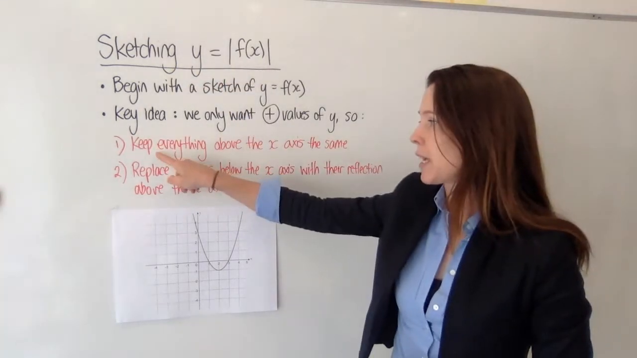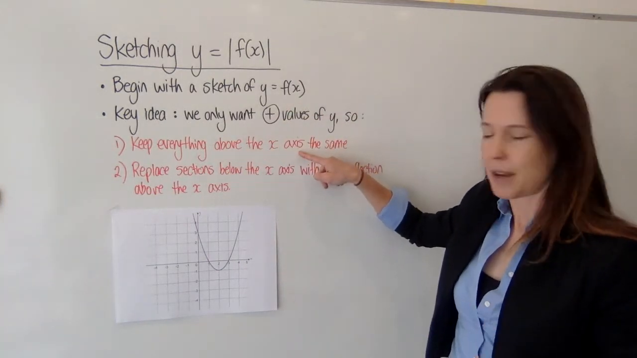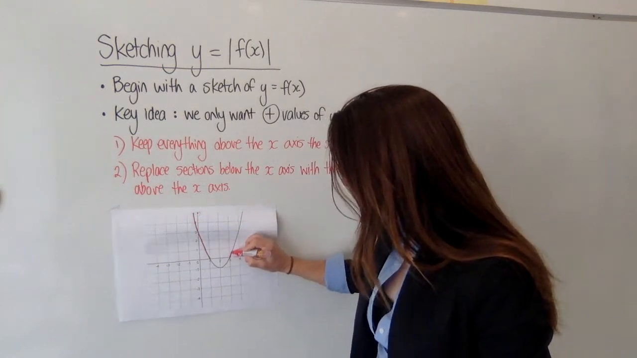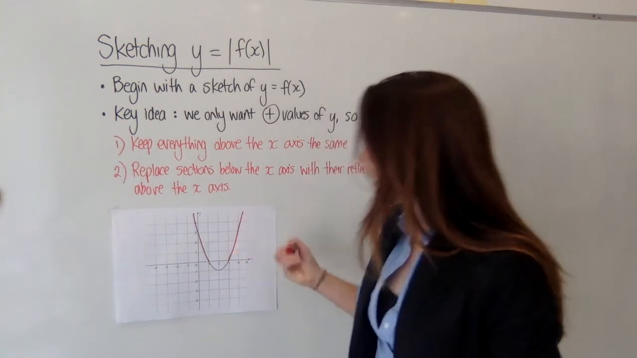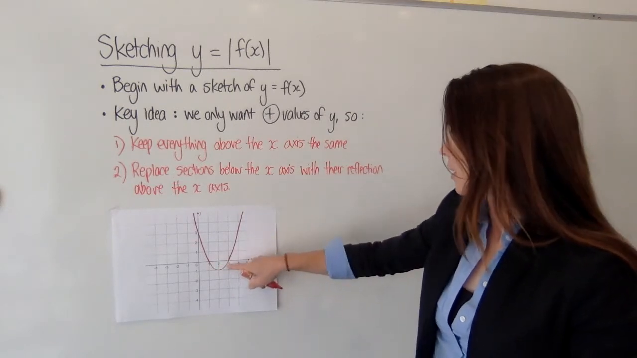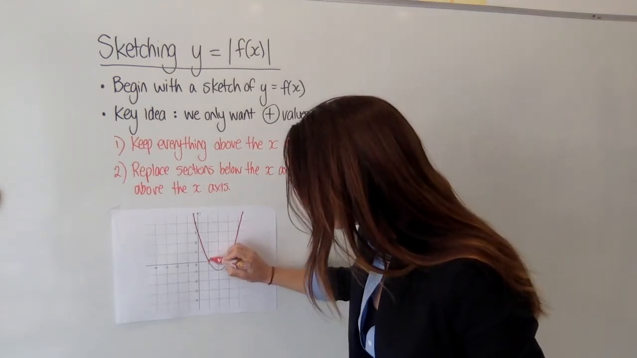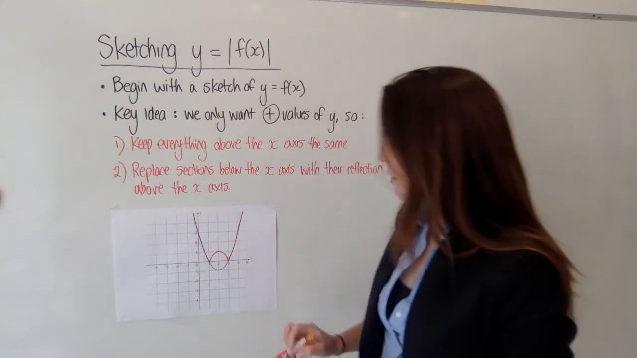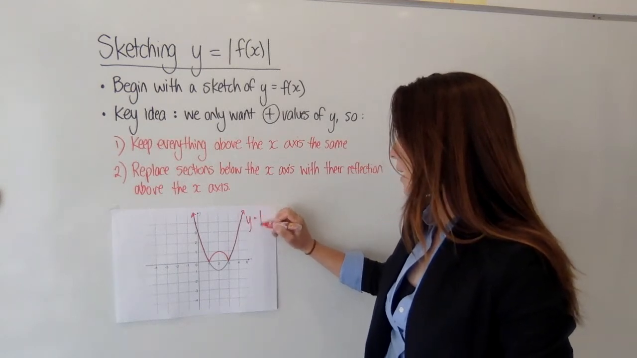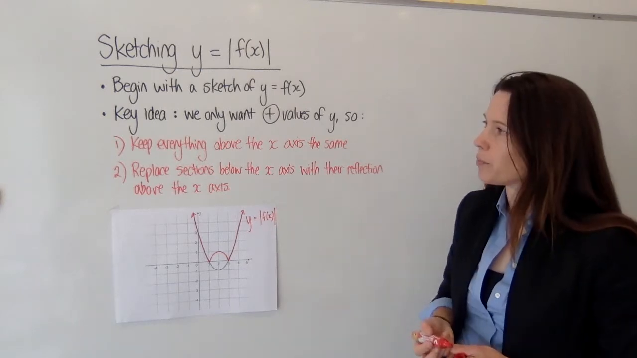So, two steps. Keep everything on the original graph of y equals f of x that is above the x-axis. Keep that the same. On this graph, I want the sections that are above the x-axis, so I'm going to go over those. They're part of my new sketch. And step two, replace the sections that are below the x-axis with their reflection above the x-axis. So we take a reflection here, which means it's going to bounce up something like that. The part here in red is my new function, y equals the absolute value of f of x. Take a moment now to copy down this example and these steps.